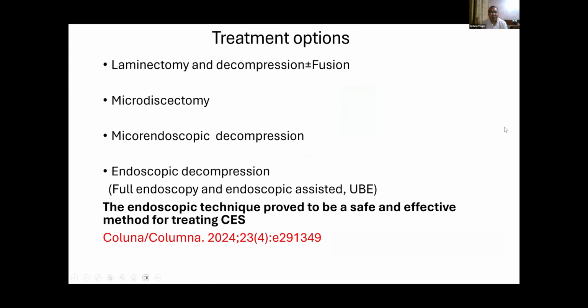So, there are various treatment options for Cauda Equina syndrome. Almost all procedures are well-established techniques. The first one is laminectomy and decompression with or without fusion, depending on the stability of the spine. This is also a well-established technique. The other one is open microdiscectomy or microscopic microdiscectomy, both are well-established. And the other one is minimally invasive microendoscopic decompression.